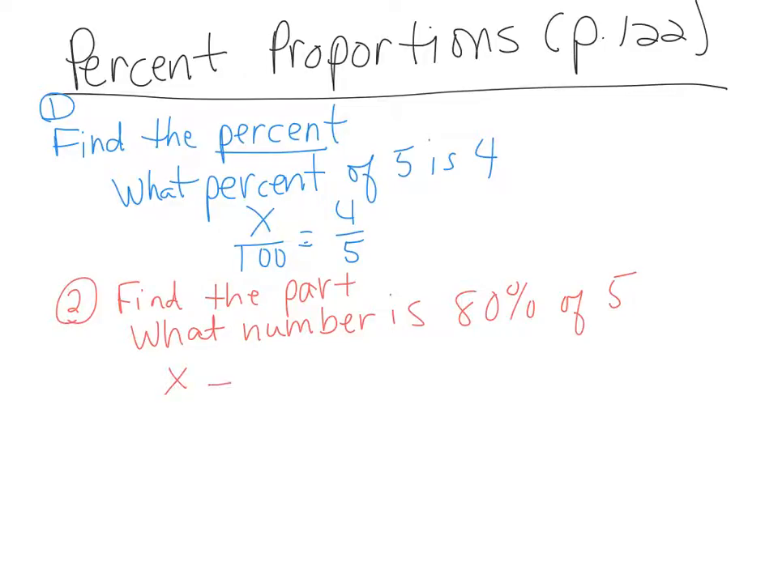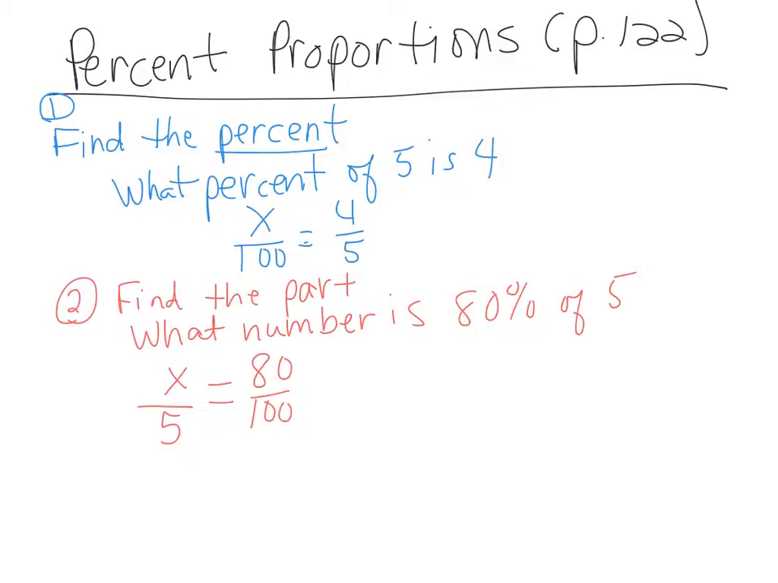And we already have the 80% here. So let's fill in what we need here. x, and the bottom part would be 5, the denominator. So what number is 80% of 5? 5 is the total, so it goes on the bottom, or the whole.